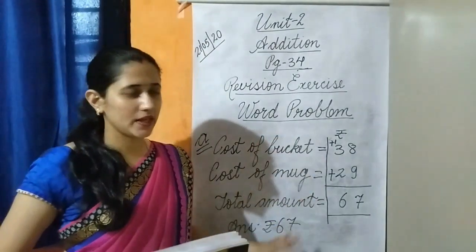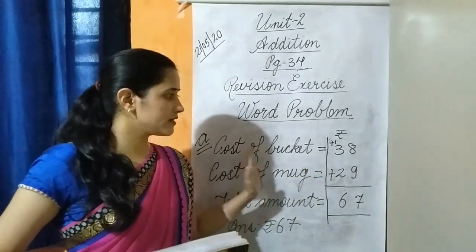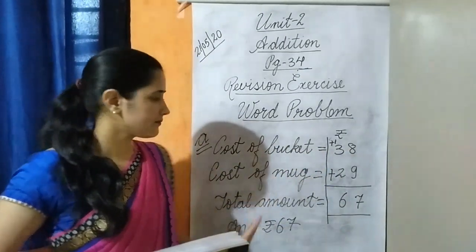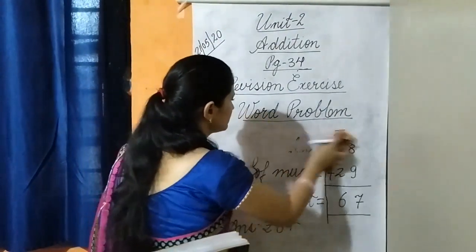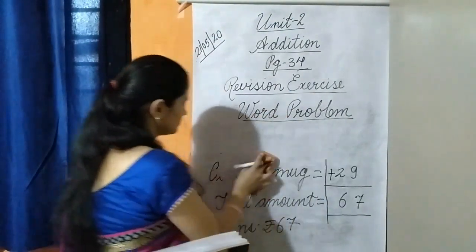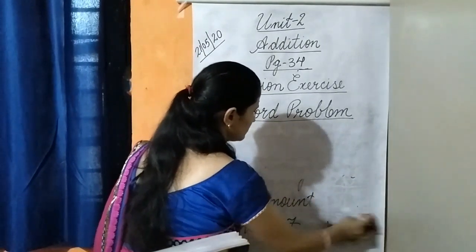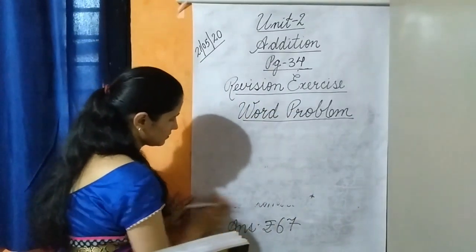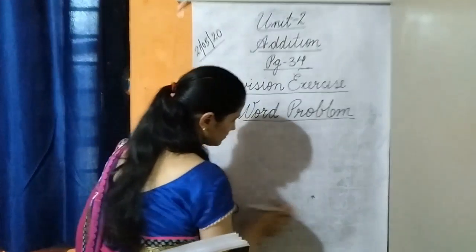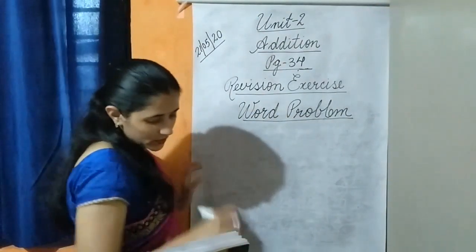Write it in your copy in a proper way and please draw this line to divide the statement and the number. Okay. Now we will do the next one. Okay, now we will do the next one.